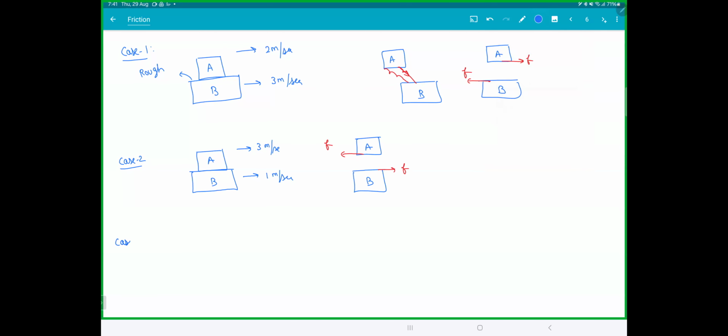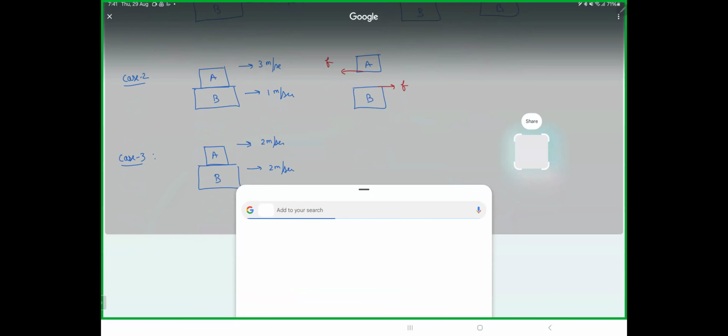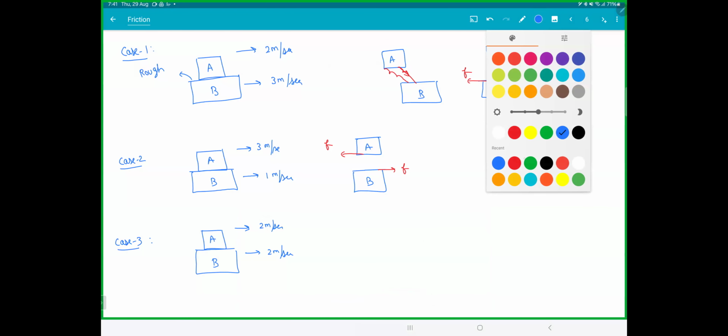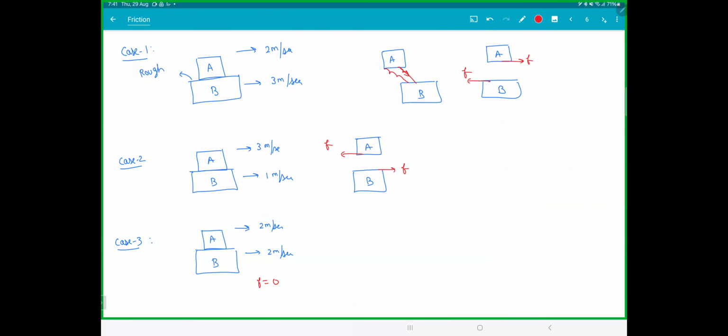So whenever you get confused about the direction, just think about the spring analogy. Suppose you have A and B, this is going with 2 meters per second. This is also going with 2 meters per second. Now what will you do? Now what is the friction? 0, right? If you both are already going together, why should I do anything? The springs will be loose, isn't it? There'll be no elongation, no compression, nothing. Any doubts on these 3 cases? Easy? All 3 cases are clear?